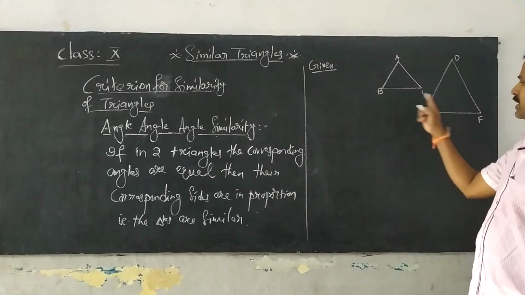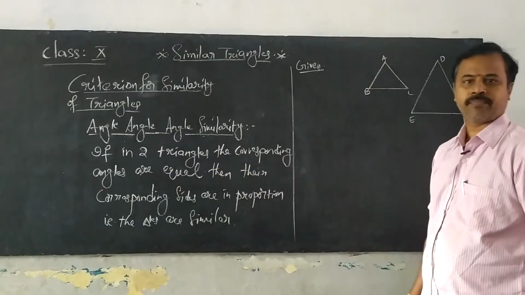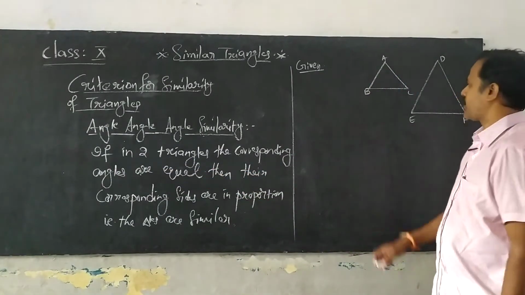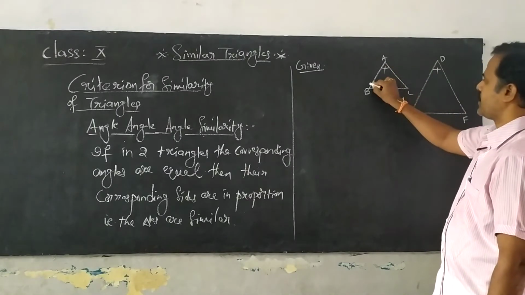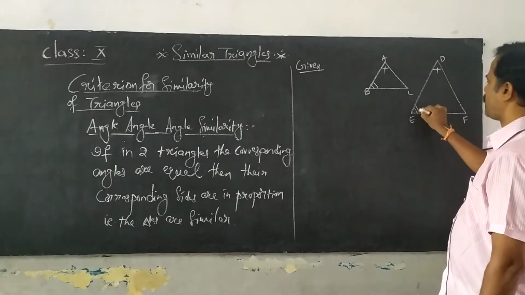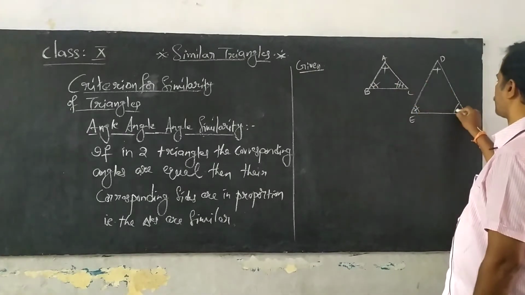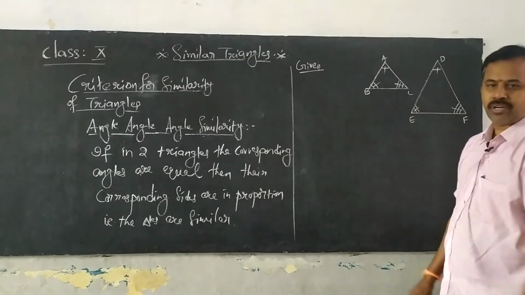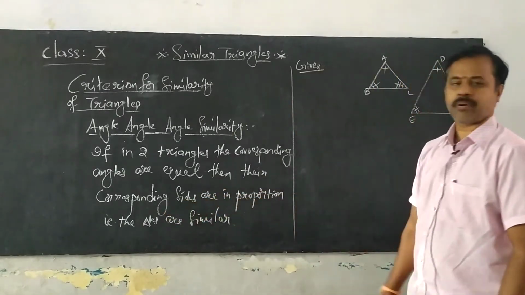Here we have two triangles. Their corresponding angles are equal. Corresponding, I said, commonly corresponding. So, angle A corresponds to angle D. Angle B corresponds to angle E. Angle C corresponds to angle F. These angles are equal to one another. Then what you have to show? Their corresponding sides are in proportion.